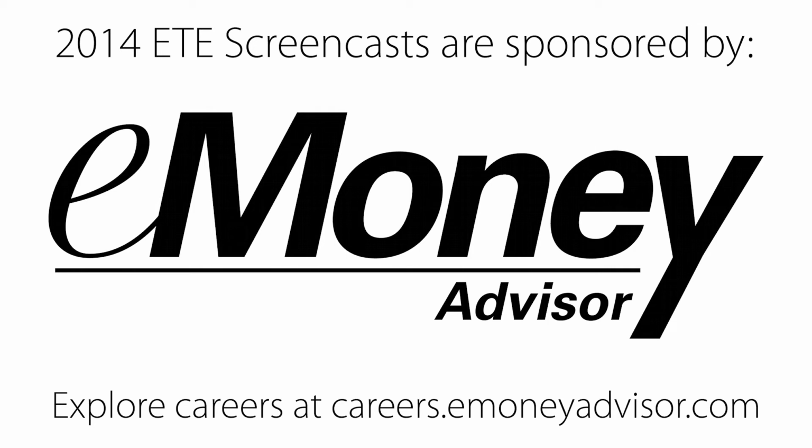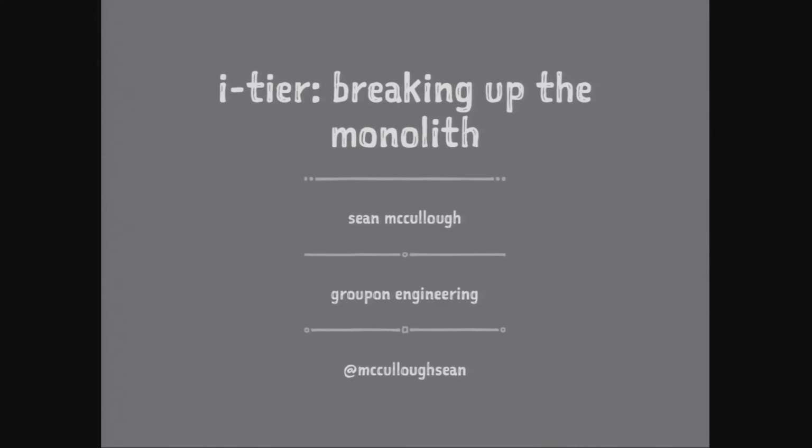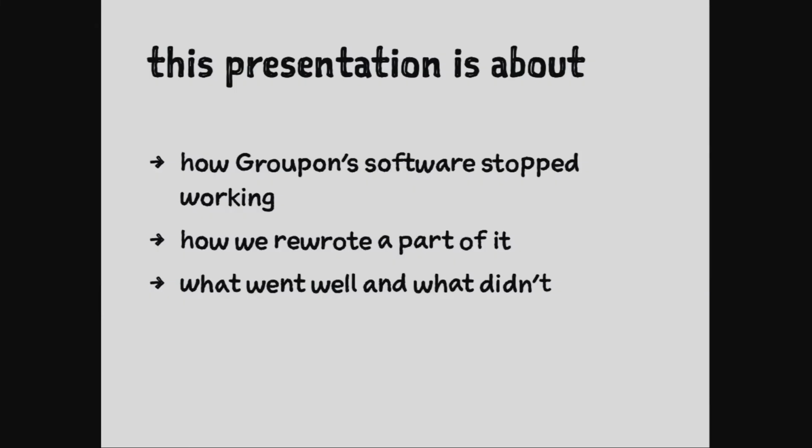But I wanted to walk you through a project that we've just completed at Groupon, or completed about probably 6 months ago. We call the project I-tier for the interaction tier, and it's about how we broke up our monolithic Ruby on Rails app, and particularly focusing on the front-end layer of that. So the presentation is about how Groupon software stopped working, how we rewrote a part of it, and what went well and what didn't go that well through the process.